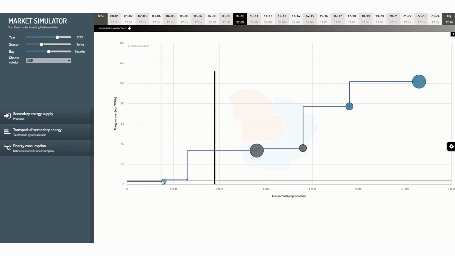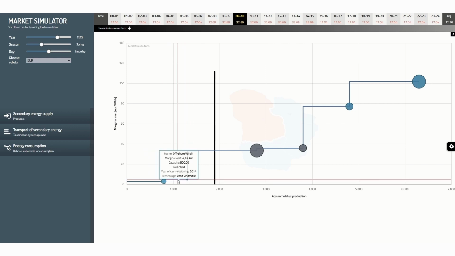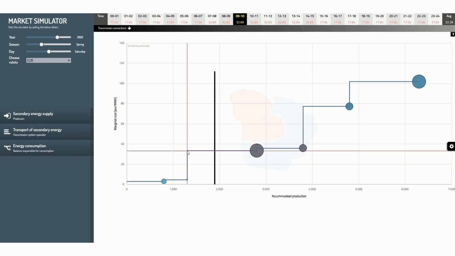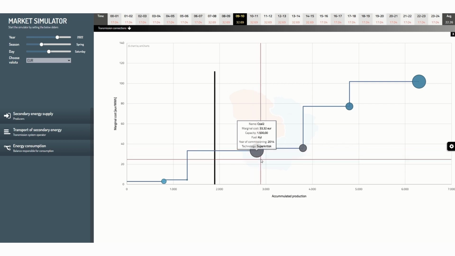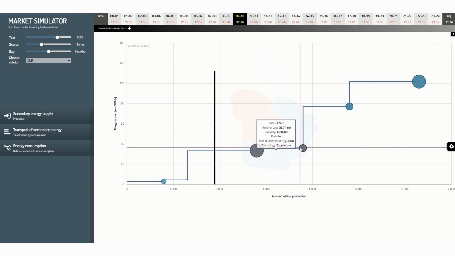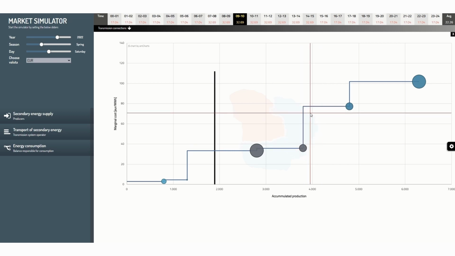So this is the cheapest one, and if we have a demand higher than that, we will start up the next unit. It will go from here to here, and if we have a higher demand, the price will increase to this level, and at this level, this unit will go from 0 to maximum capacity. And if we have a demand higher than that, the price will increase, and this unit will go from 0 to its maximum capacity, and so on.